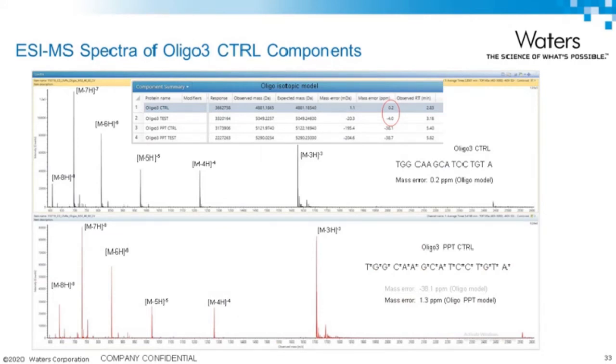So here we have the control 16-mer oligonucleotide against the phosphorothioated compound. The spectra look very similar, and the difference between them is that in the case of phosphorothioates, we have to use a special isotopic model called phosphorothioate oligo, because sulfur has a different, unique isotopic abundance. So therefore, we have to use a different isotopic model.